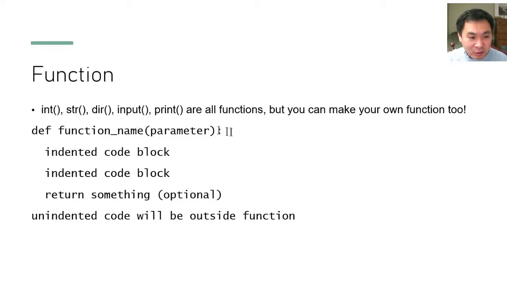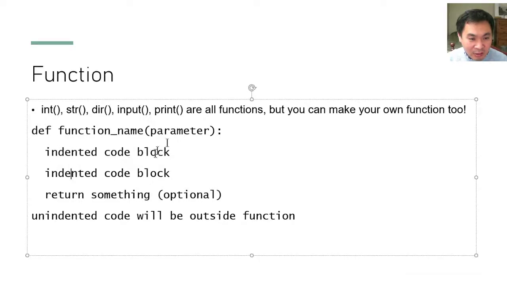So here's the general structure of a function. You should always start with def to make a function, and you have to give a function name and decide what parameters to pass to that function, and then things that you want to do with the parameters go in here. And then after calculating, you can return something to the original caller, or you can just decide to print something on the screen as well. Okay, and then the unindented code will be outside the function.